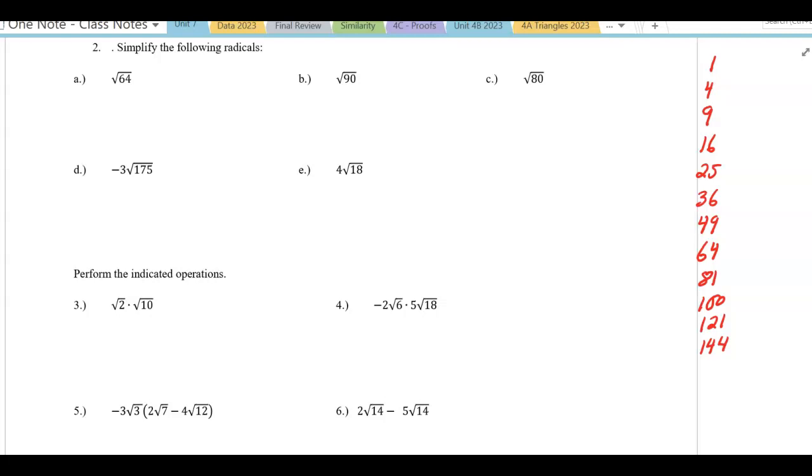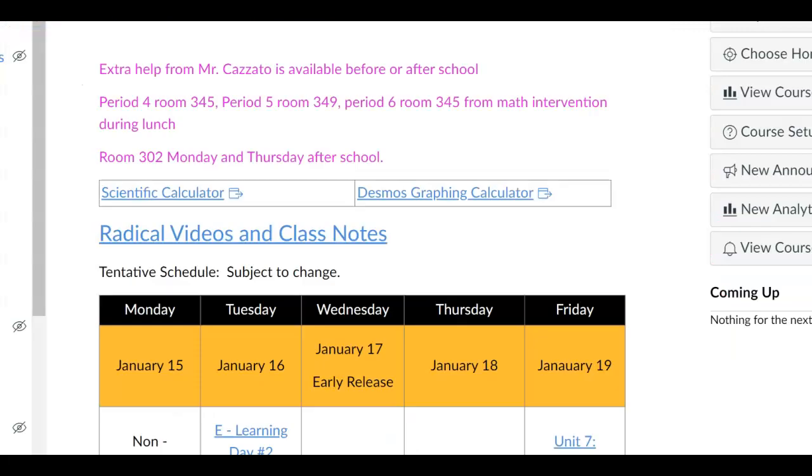Hello geometry students, today's learning target is to simplify radicals, particularly number 2 from the study guide. And I'm going to go to the Canvas page to show us our references.